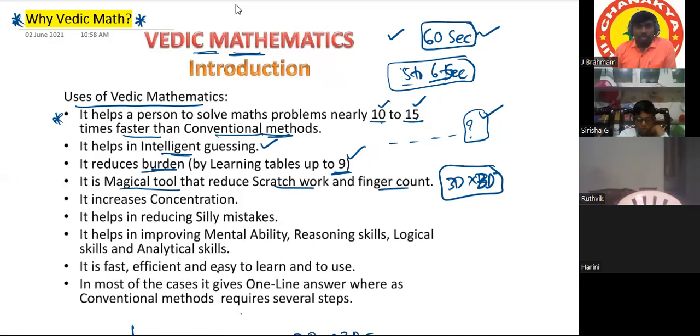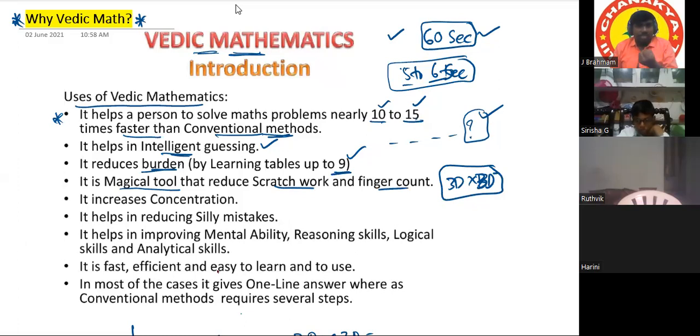Generally in elementary school, students will do something. Some 9 plus 5 is how much? So keeping 9 in the mind, they will count 10, 11, 12, 13. In that way, they will count. Yes or no?